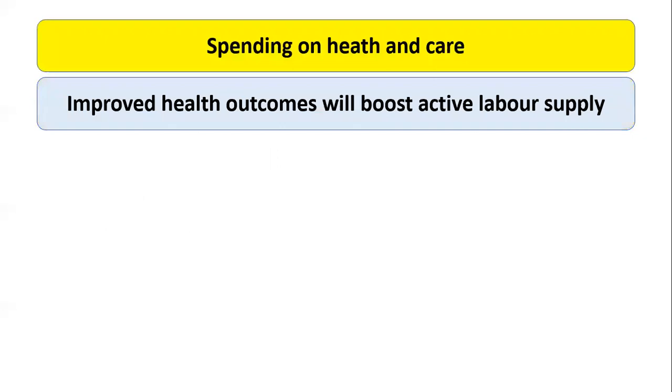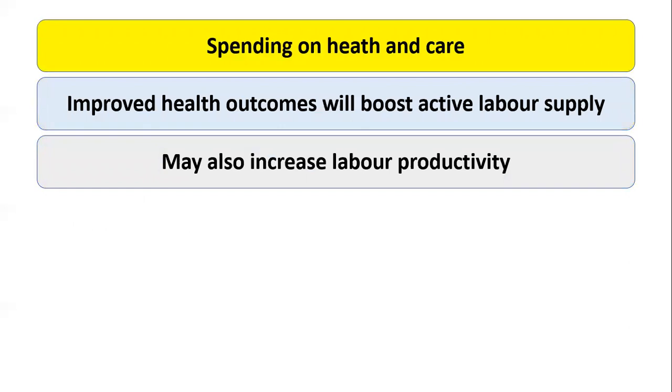What about spending money on healthcare and keeping the NHS afloat? So if we spend money on healthcare, its improved health outcomes will boost active labour supply. It means that people are physically fit to supply their labour. May also increase labour productivity. They take fewer days off work because they're not sick. They're healthier. As a result, they're spending more hours and days in work, contributing towards the production of goods and services.